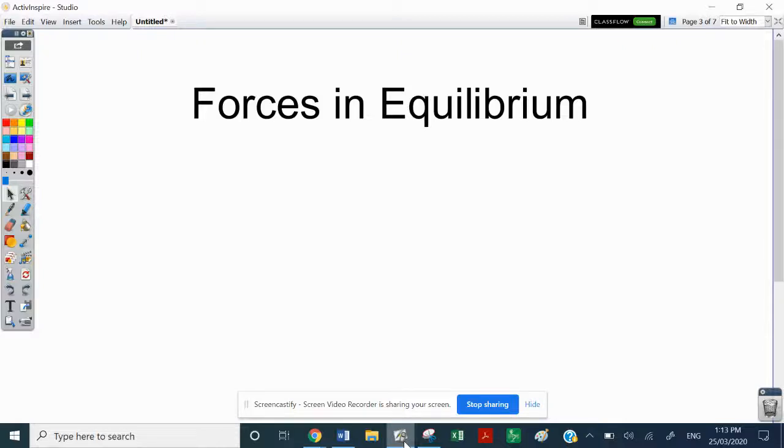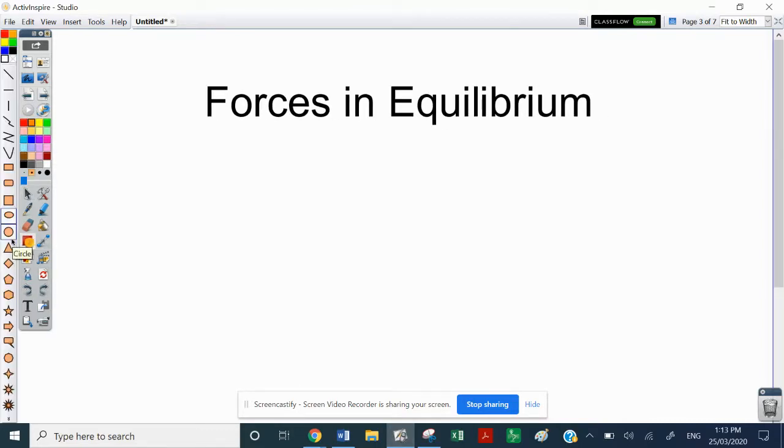Hi, welcome. Today we're going to have a look at forces in equilibrium. So far we've been looking at forces that cause acceleration.